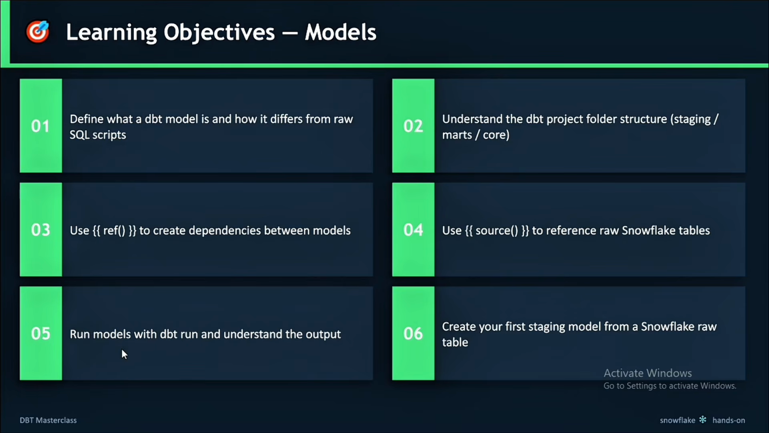Fifth is to run models with dbt run and understand every part of the output. So you will know what each line in the dbt run output means. And last is to create your first staging model from a real Snowflake raw table. You will write a SQL and run it and verify the table appears in Snowflake.